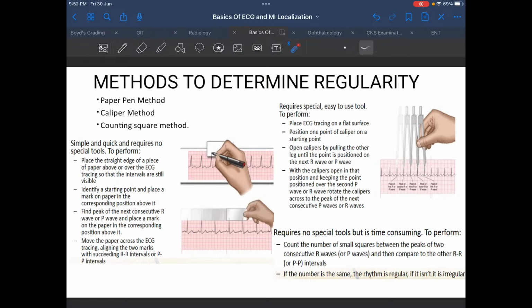So that is one method. The simple crude method is the paper pen method. What is that? I take a piece of paper and mark the RR intervals over it. Then I travel that piece of paper along the ECG and measure different RR intervals as compared to it. Basically, my paper is going to function as a ruler. So that is the second method. Or obviously the crude method is your counting square method, just seeing how many squares each RR interval spans, but that's going to take a lot of time. So the main methods are your caliper method and your paper pen method.